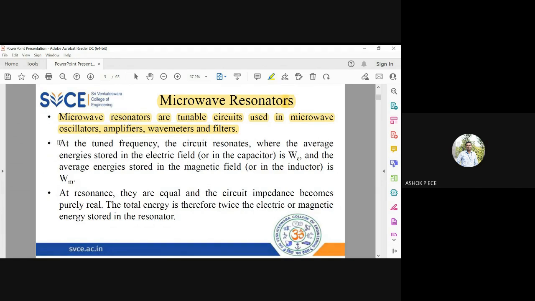So the resonator will store energy in the electric field for a capacitor and the magnetic field for an inductor. At resonance, these two will be the same, and the circuit will become a pure resistive network. So the total energy is therefore twice the electric field energy or twice the magnetic field energy at resonance.